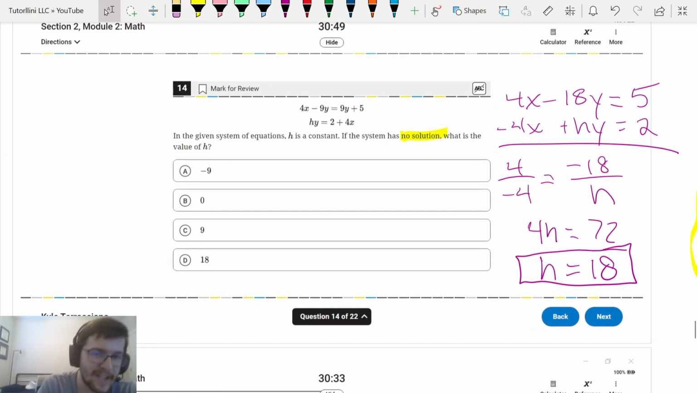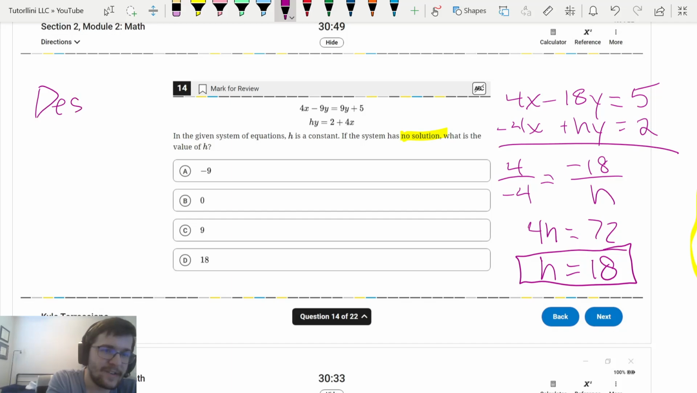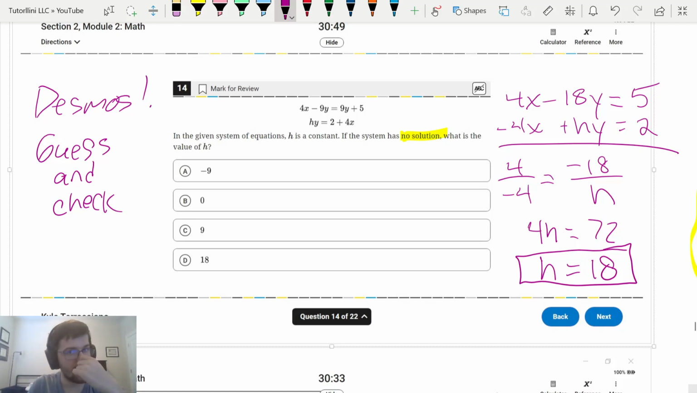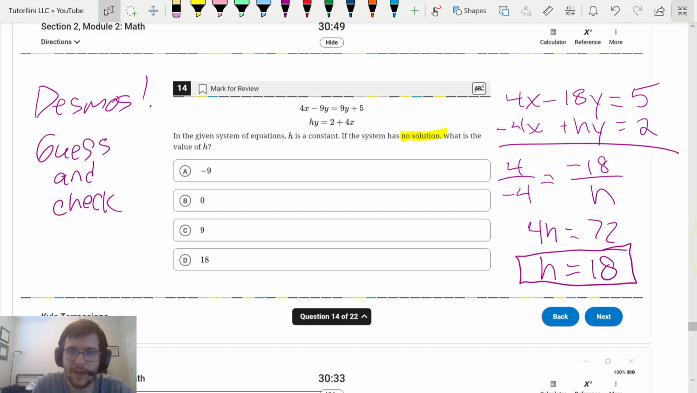Anyway, guess what? Because it's multiple choice, you can do Desmos guess and check as well. So you don't need to know how to do this question to get the answer. So let's do Desmos guess and check. Probably takes about a solid 30 seconds. So really good if you don't know what to do for this one.